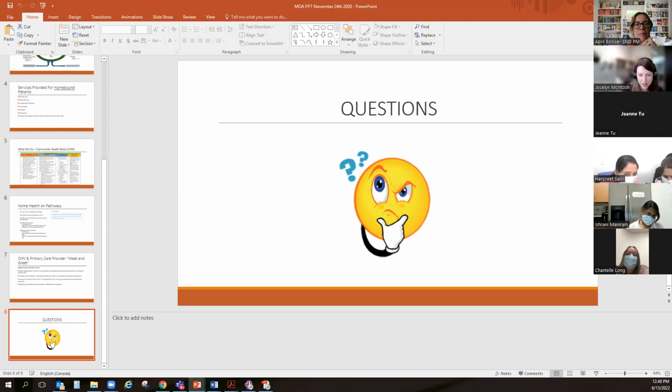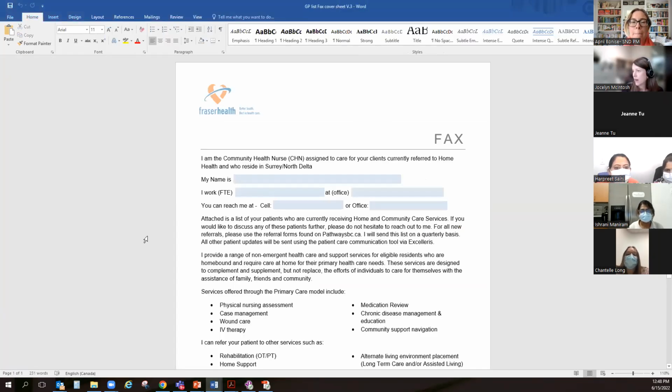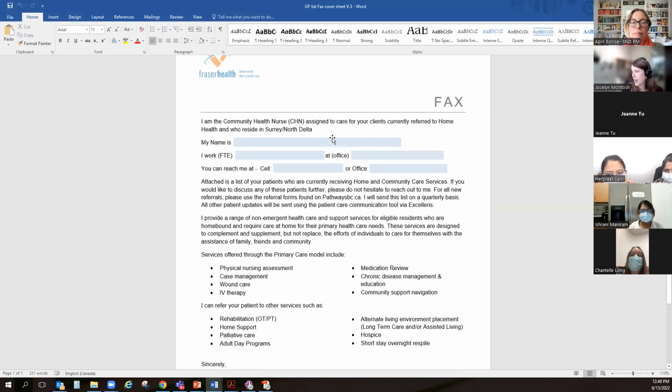So this is what the cover sheet will look like when it comes through on the fax. It will have the name of the nurse. It will say if I work full-time or part-time, and what that part-time is, 3/4 time, half-time, whatever, and then what office they work out of. So this is where you'll determine whether they're out of the Newton office or the Gateway office.